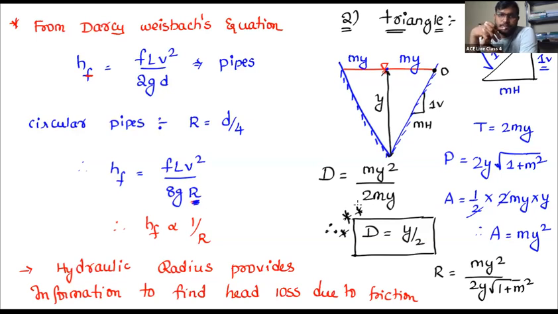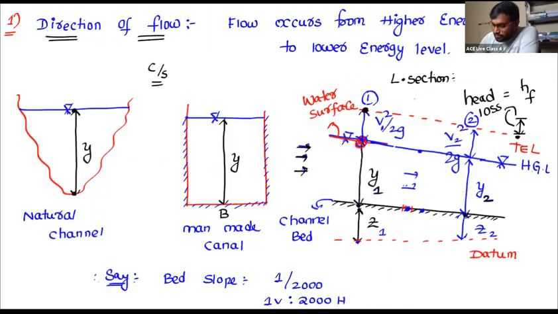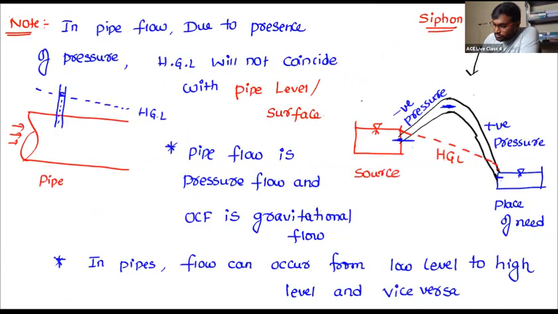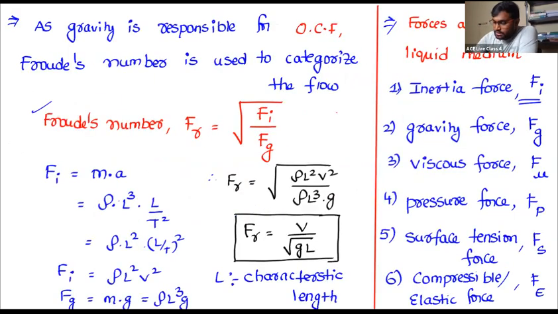But in the case of open channel flow, which number am I telling you to use? I am asking you to use the Froude number. Yes or no? So what is a Froude number? Froude number is nothing but V by root gL. Yes or no? This is the Froude number. And here V is velocity. Which velocity? Maximum velocity or average velocity?